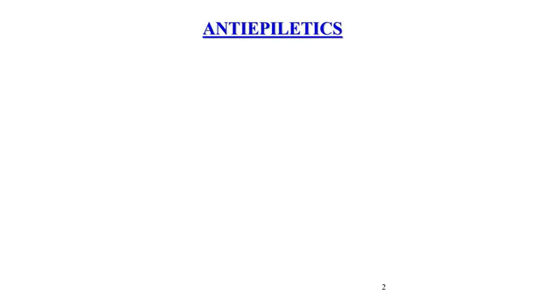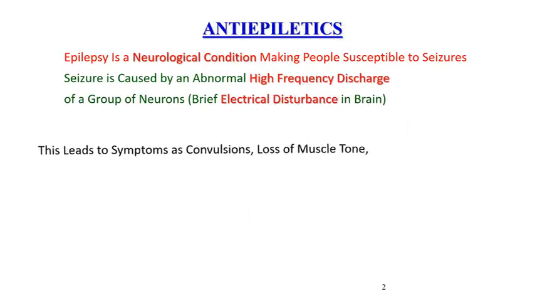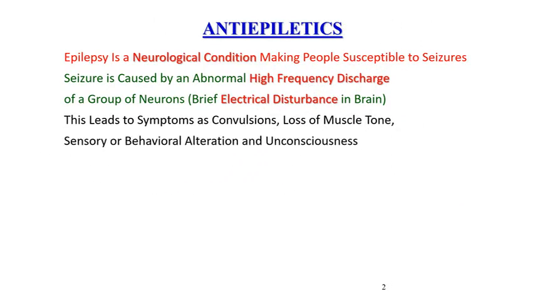Starting with the anti-epileptic agents, it's very important to understand this class of medicine. It's very important to understand that the epileptic condition is a neurological condition that is happening due to an electrical disturbance in the brain, and this causes convulsions, loss of muscle tone, and sometimes in certain cases an alteration in consciousness.